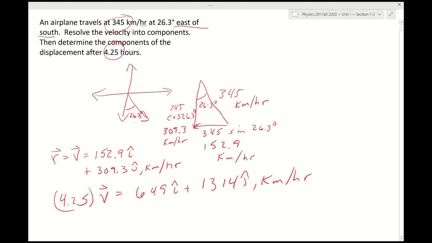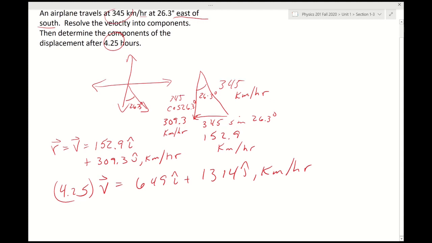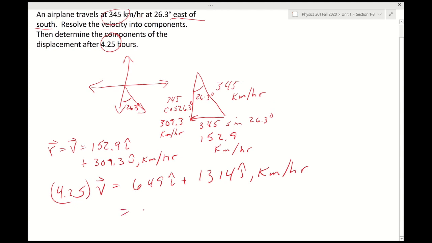We're not going to use the angle. And so this one should be 649 I plus 1310 J kilometers. And really this to proper significant digits would be 153 I plus 309 J kilometers per hour.